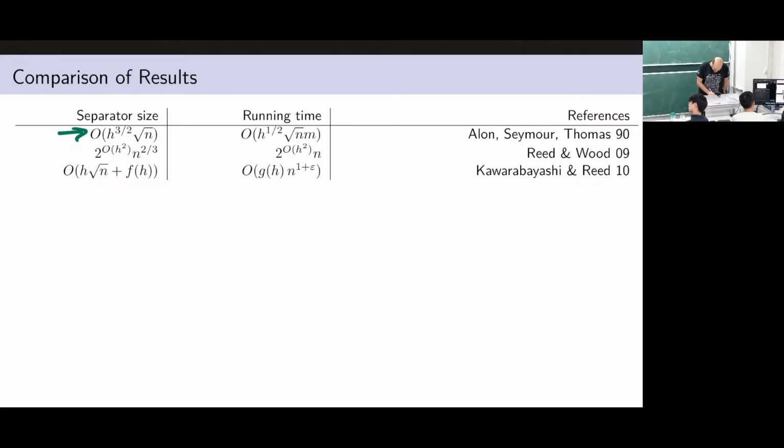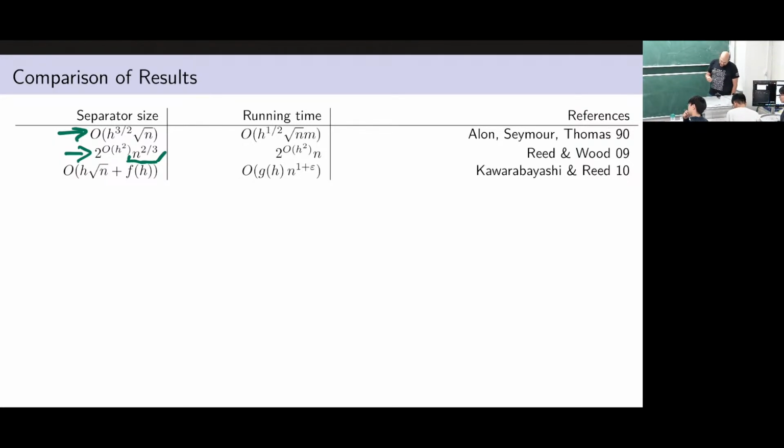And then if we don't care about having poly h factor, then Reed and Wood already in 2009 had this algorithm that gives polynomial running time, and also for separator. I forgot to mention that.